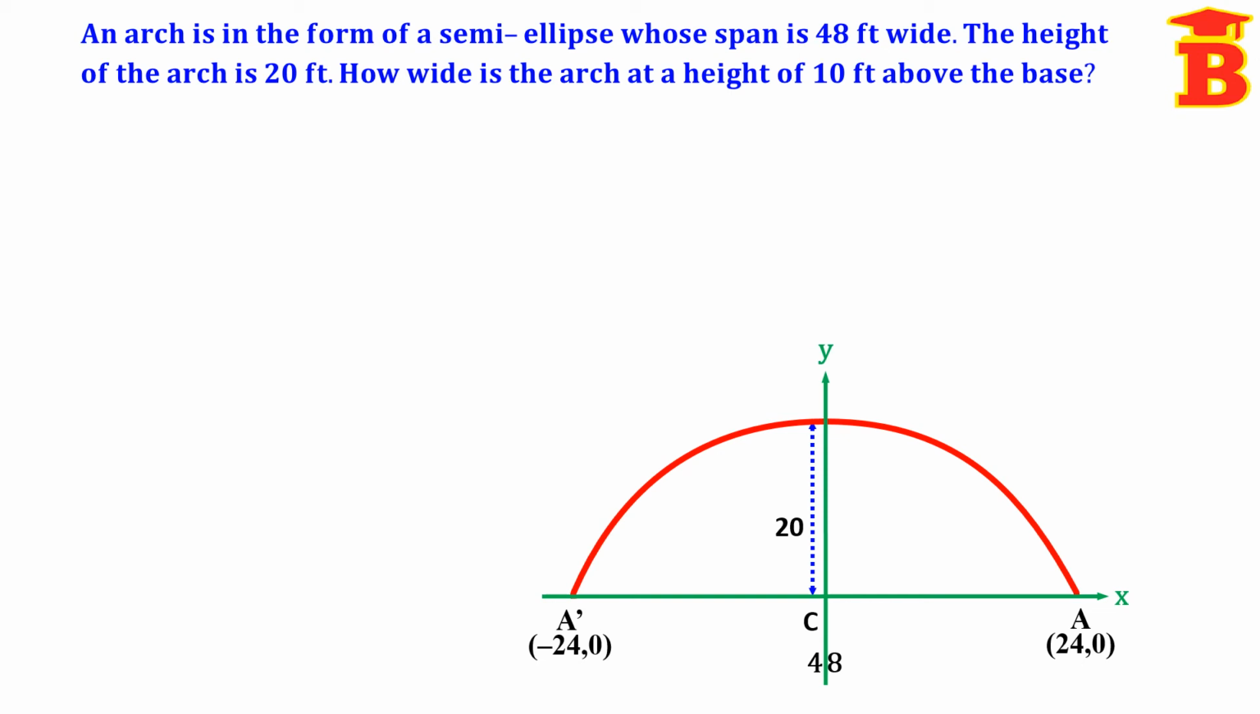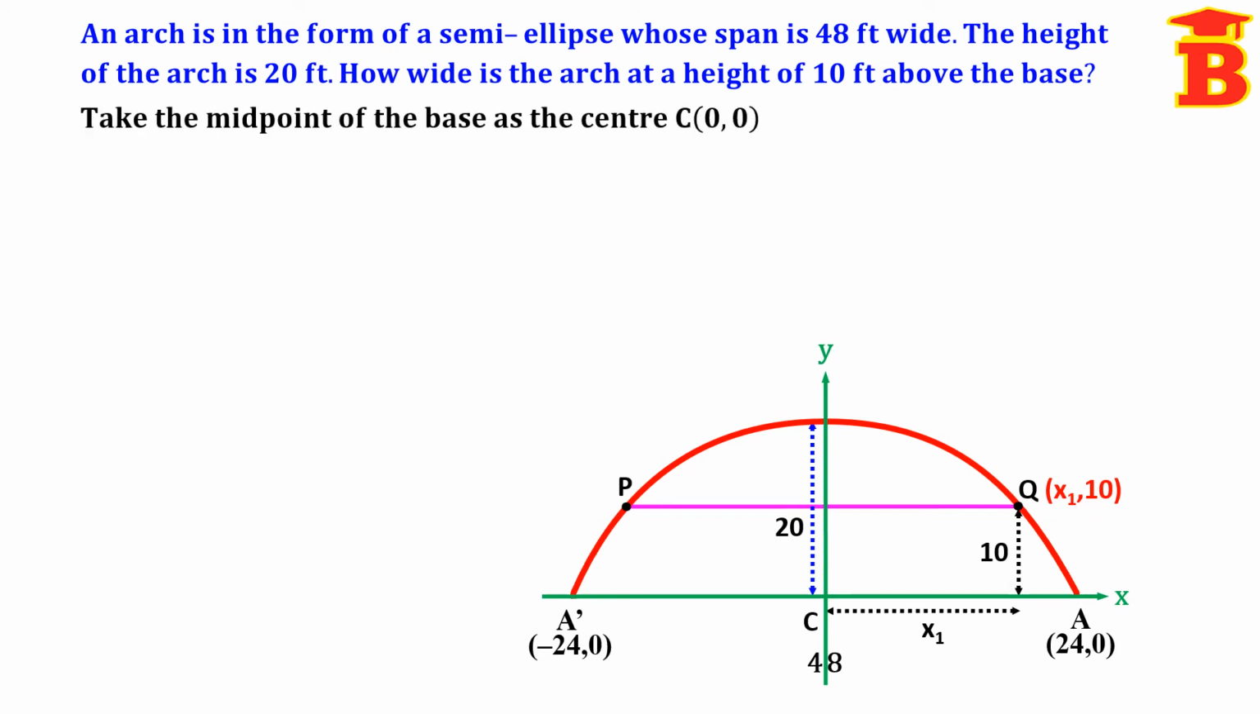We have to find how wide the arch is at a height of 10 feet above the base. So take 10 feet height. We have to find how wide, that means this horizontal distance. Let us take this distance as x1, and therefore this PQ is 2x1, because the same distance we have on the other side also. So finally we have to find this horizontal distance PQ. This point is x1, 10, because the horizontal distance is x1 and the vertical distance is 10.